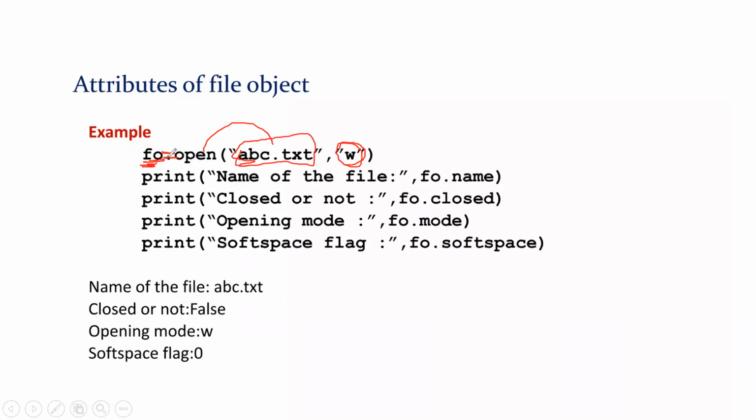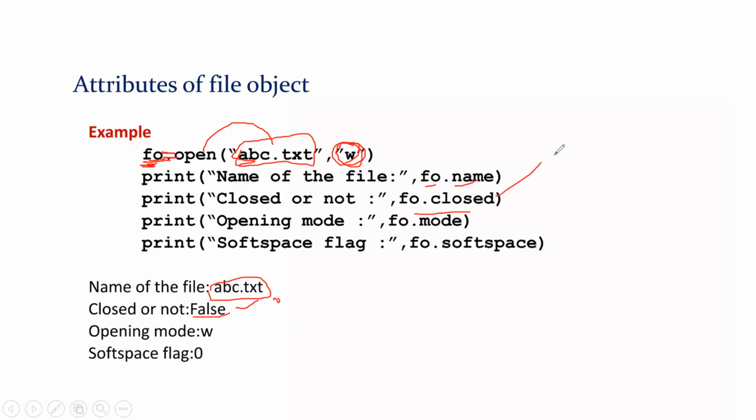We need to write equal, not dot. Now we need to check the details about that file. What is the file name? f.name, abc.txt. And is it closed or not? Is it closed or open? Closed: false means it is open. If it is true, then it's closed.